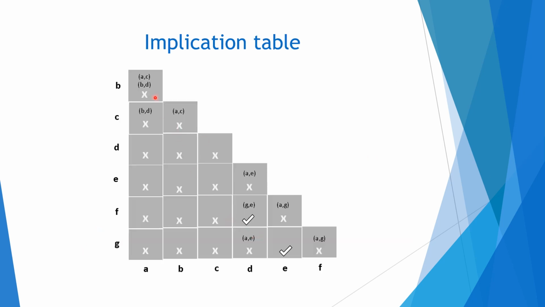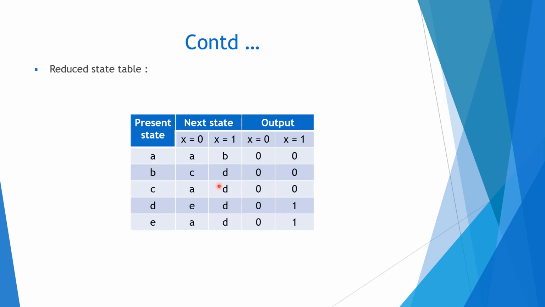So this is the implication table shown again for clarity. These DF are equivalent and EG are equivalent. So this is a reduced state table where the state F is replaced by D and G is replaced by E. From 7 states, we have reduced the number of states to 5. So the complexity of the circuit will be reduced. This is the finally reduced state table.